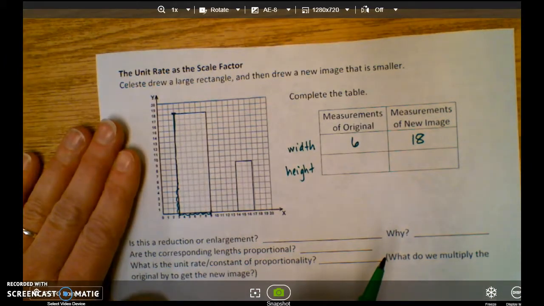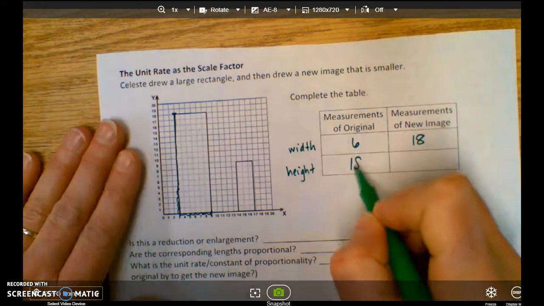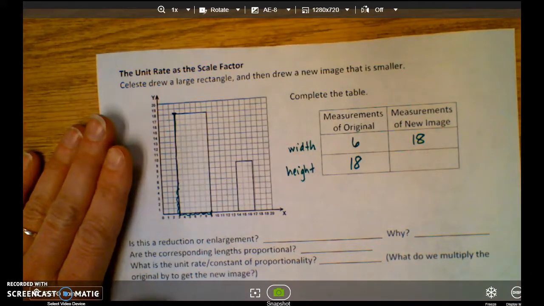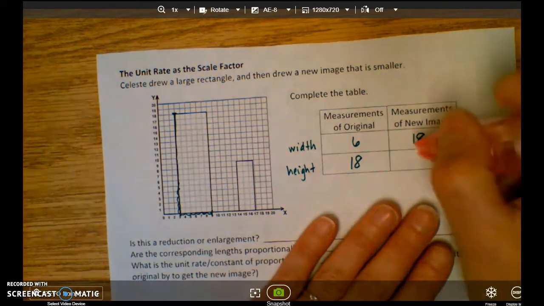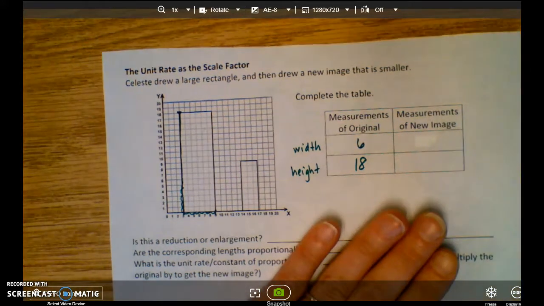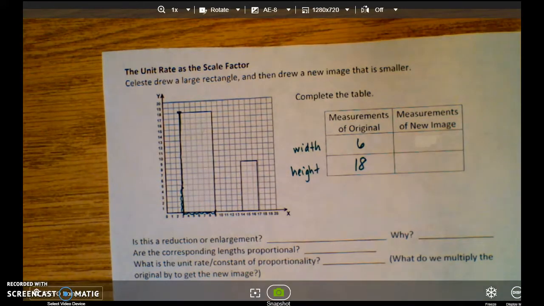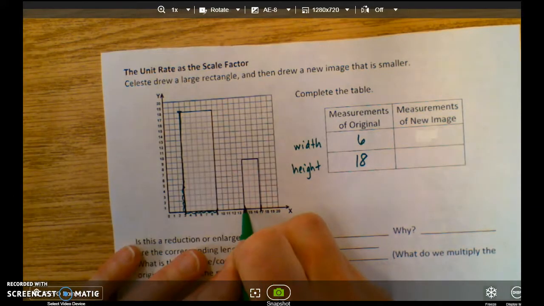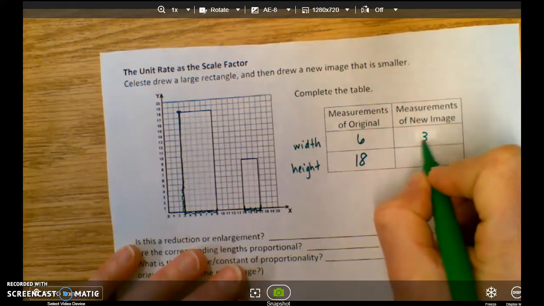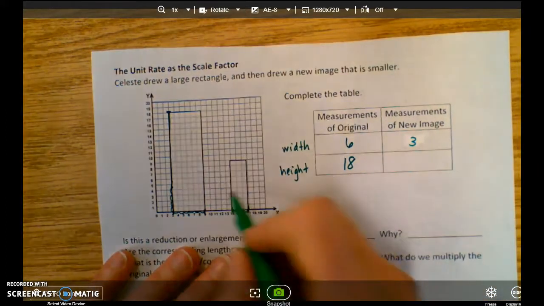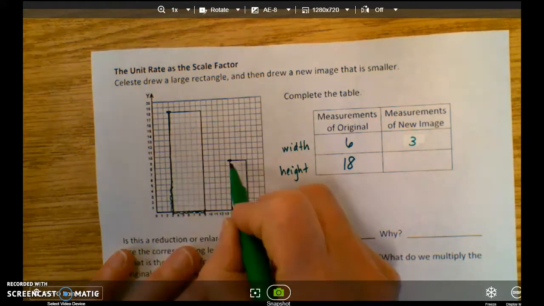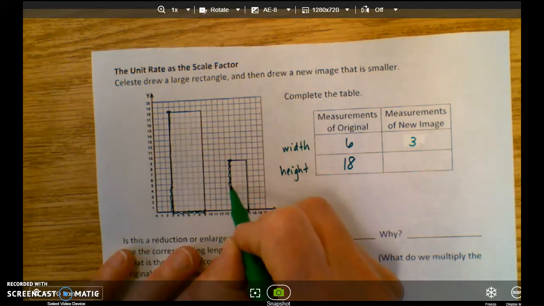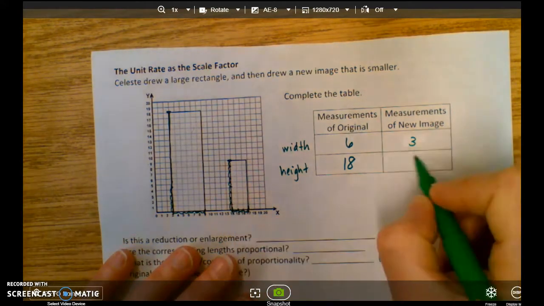So now, I just did something wrong. The original shape is supposed to have the height here. And we'll get rid of that real quick. There we go. Now we can work on the new image. The new image, we need to measure its width and its height. So the new shape is right here. It's only got 3 boxes across, and it's got a height, let's see, all the way up to, it looks like 9. So again, if we had drawn all these little bunny hops, we would have a height of 9.